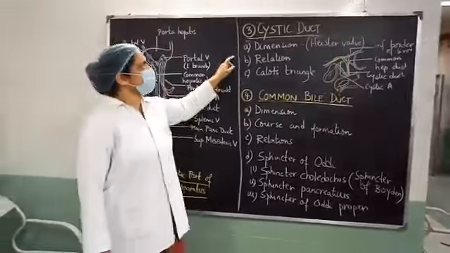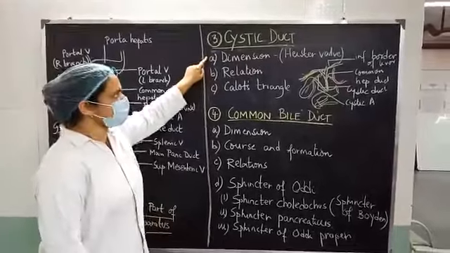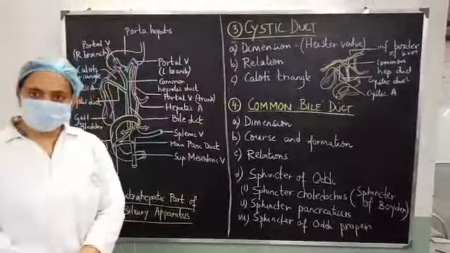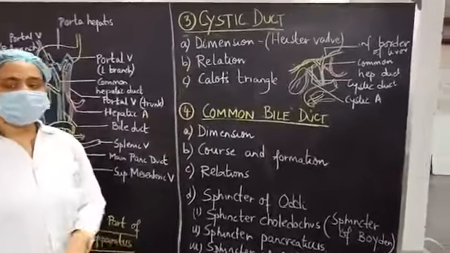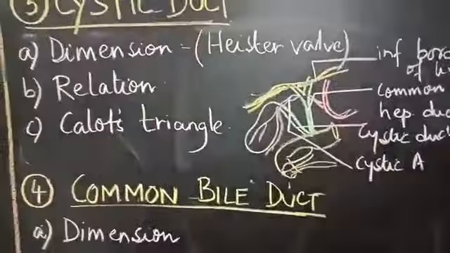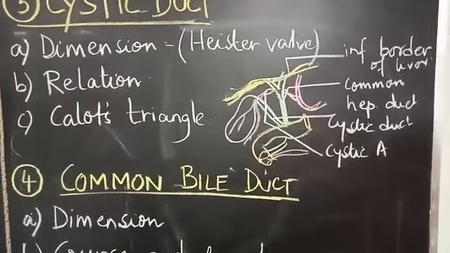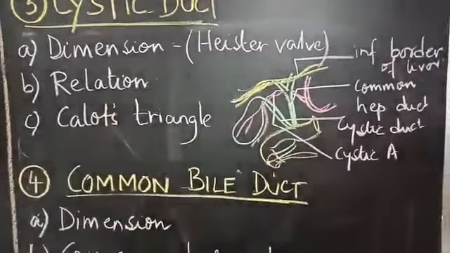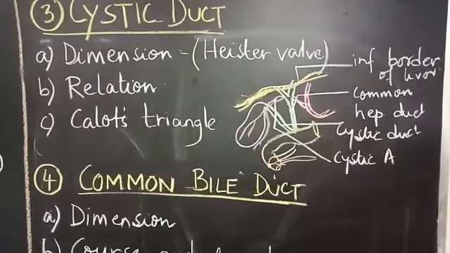So let us now discuss the third important component, that is the cystic duct. The neck of the gallbladder is continued as the cystic duct. The length is about 3 to 4 centimeter and the breadth is about 2 millimeter. In the interior of the cystic duct, there is some valve-like structure spirally arranged, that is known as Heister's valve. This actually keeps the cystic duct lumen patent.